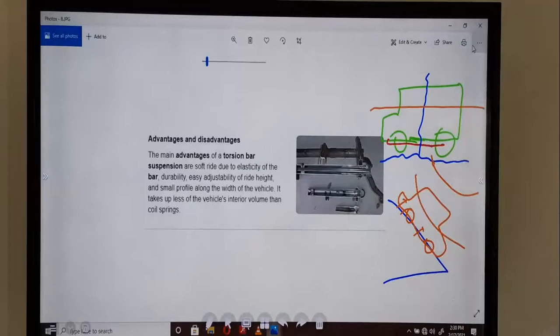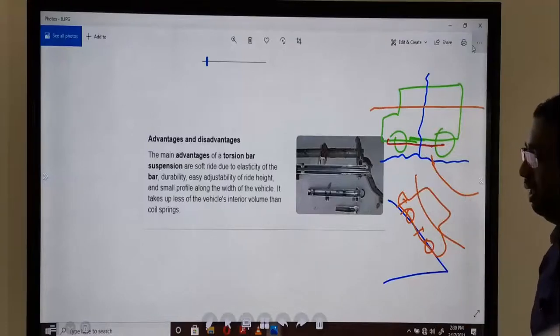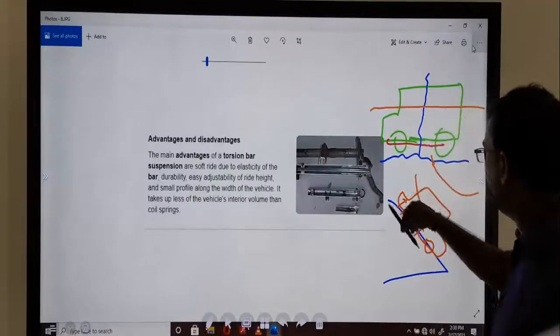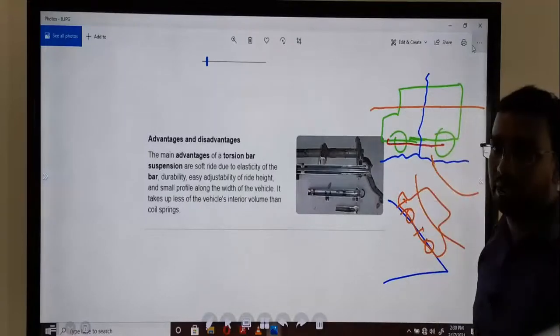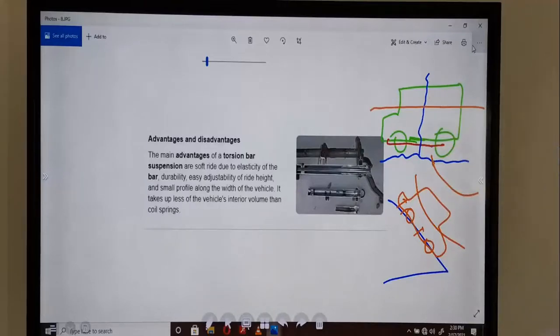The frame or chassis of the vehicle is prevented from this stress and bending because of these two parallel torsion bars, which reduce that stress.